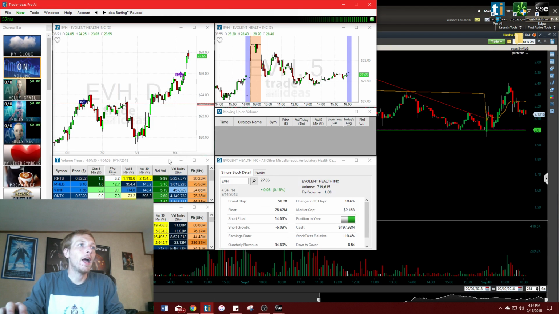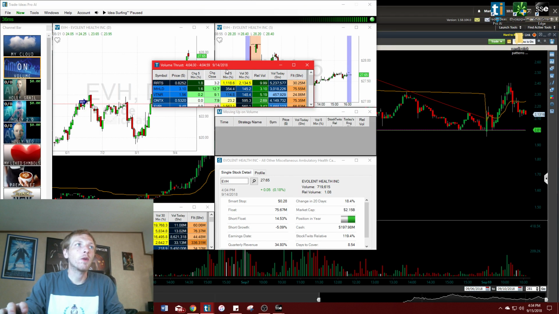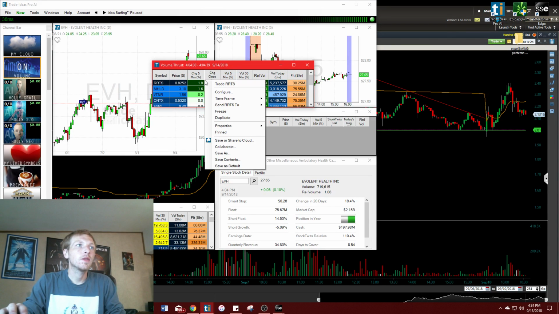But then let's say I only want this volume thrust right here. I'll right click on this and go to Save to Cloud right here, and then I'll also click Save As. And then if you want to, you can save contents or save as default.